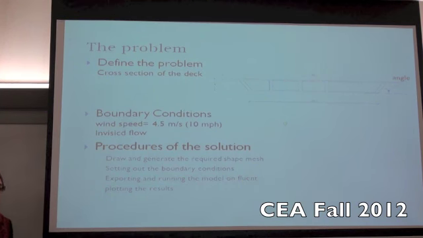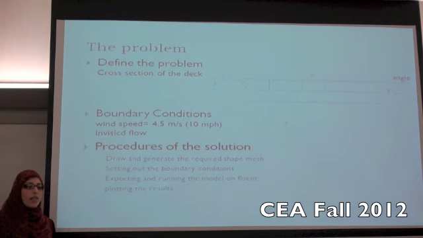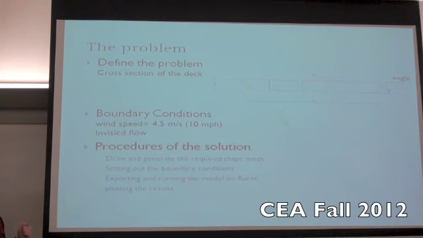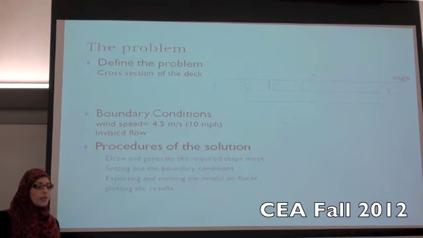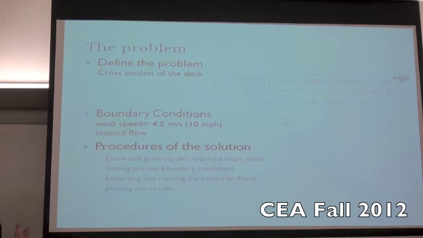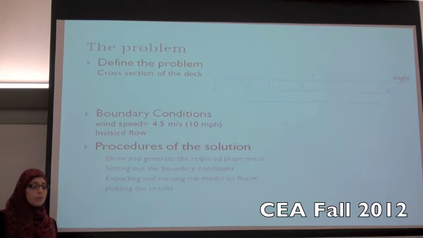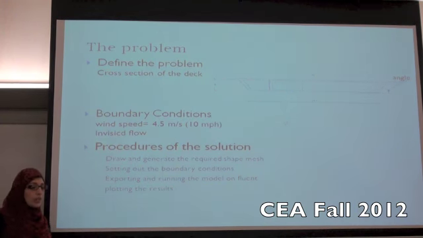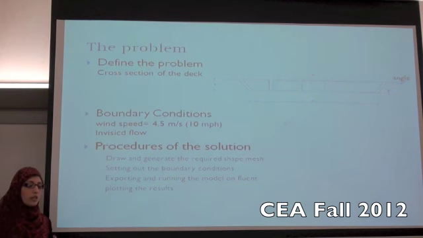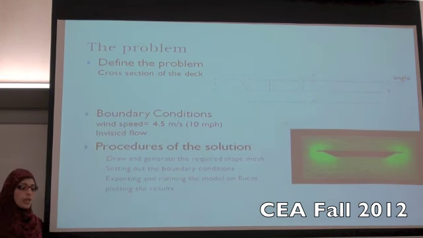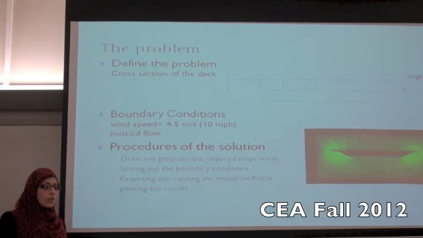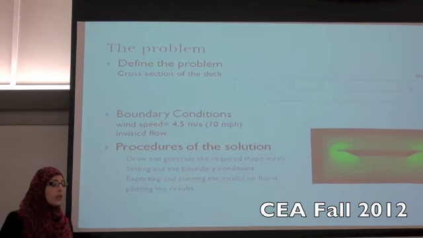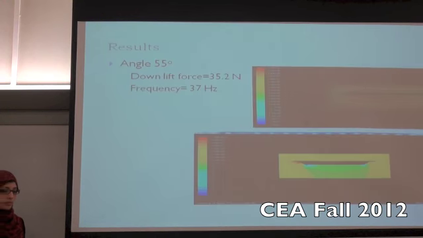The problem, we have the geometry of the problem. It is the cross-section of the deck, and the variable is the angle. We're using 8 different angles, ranging from 55 to 143 degrees. The boundary conditions which we will set on Gambit: the wind speed of 4.5 meters per second, inviscid flow of almost zero viscosity, and the pressure is set to 1 atmospheric pressure, and the model runs on a K-epsilon flow. The procedure of the solution will draw and generate the required sheet mesh, then set the boundary conditions in Gambit, export and run the model in Fluent, and finally plot the results.